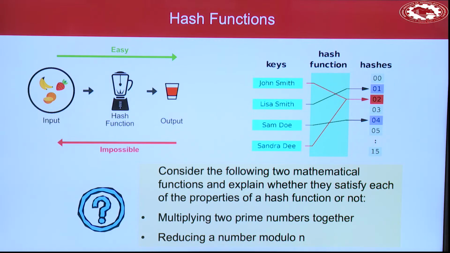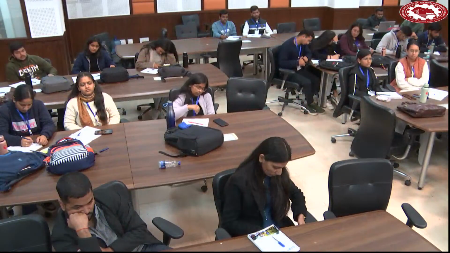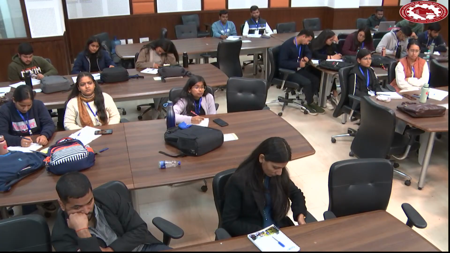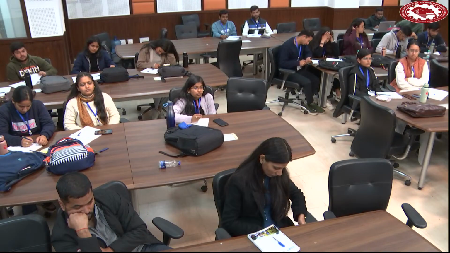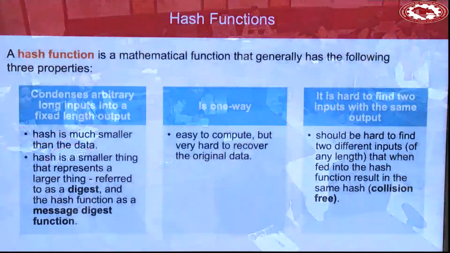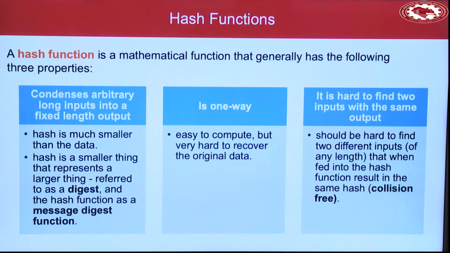That's why most mathematical algorithms use these groups and group sizes. Obviously, if there's an insider, they might know some information, but it's still very difficult for them to crack it. So that's why we use reducing a number modulo n. Let's see if it holds all the properties. First one, for any input, it has a fixed outcome.